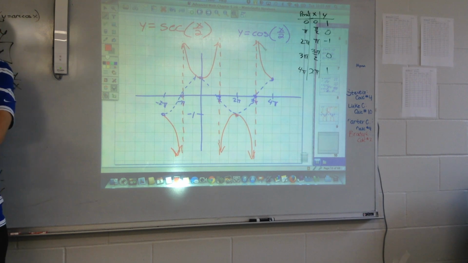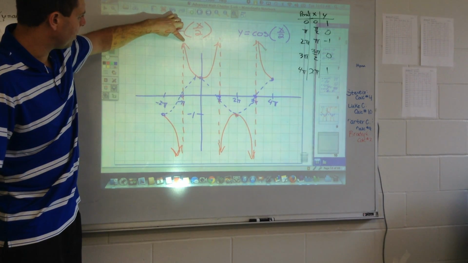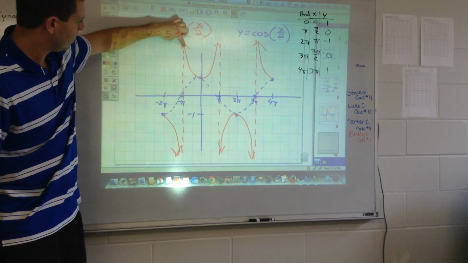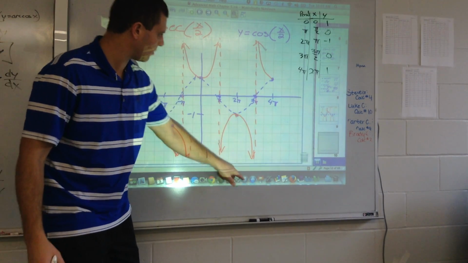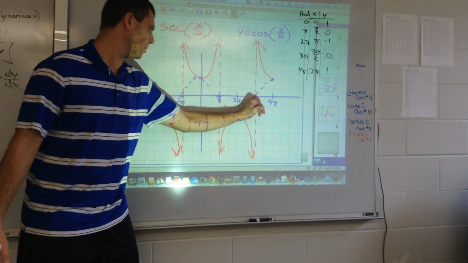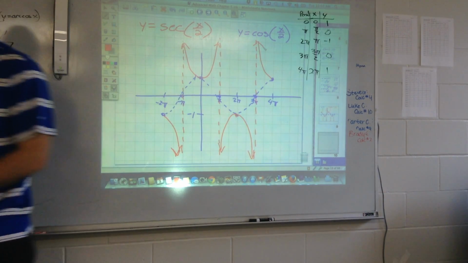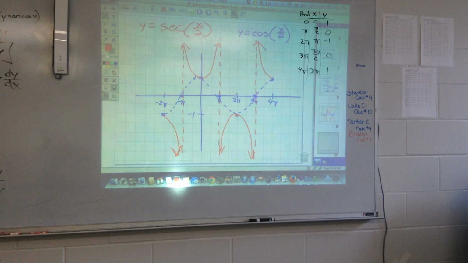The period, is it the same as the cosine? Does it take 4 pi to complete one full cycle before it starts repeating itself? Yep. Here's where I'm way up top, right? At -pi. When do I get back there again and repeating it? Just past 3 pi, right? So it took from -pi to 3 pi to complete one cycle before it repeats itself, so it's still 4 pi. That doesn't change.